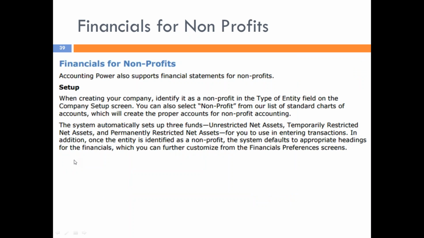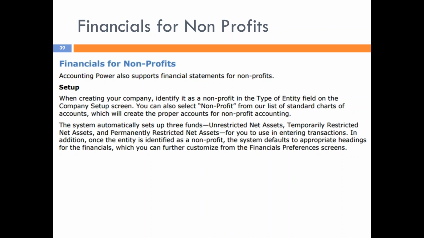So finally, the last thing I want to show, and I'm just going to show it briefly, I'm not going to really go into how you do it, is we have done a lot of work for financials for nonprofits. And what we do is when you create a company, you identify it as a nonprofit in the type of entity field. And once that is done, the system sets up funds. In our case, we automatically will set up 3 different funds: unrestricted net assets, temporarily restricted net assets and permanently restricted net assets.